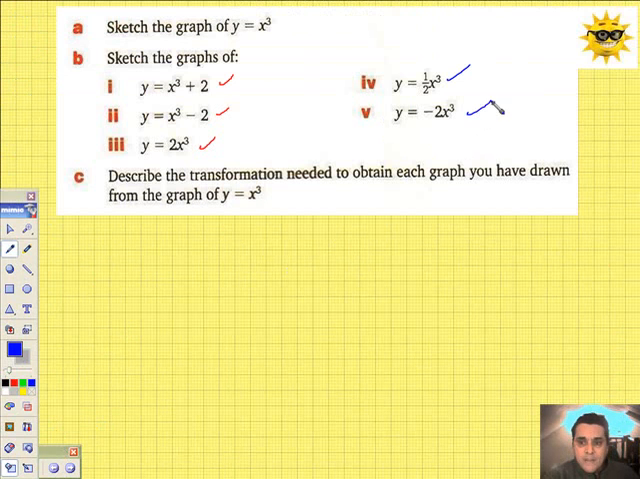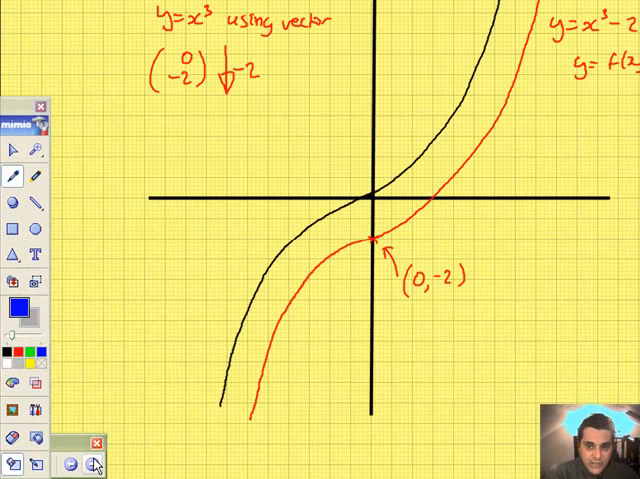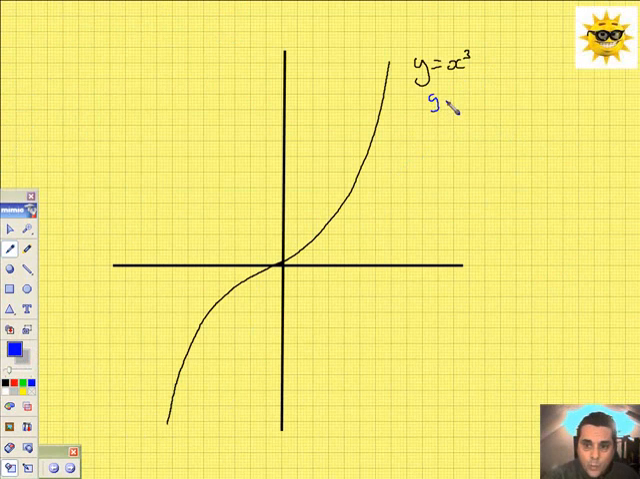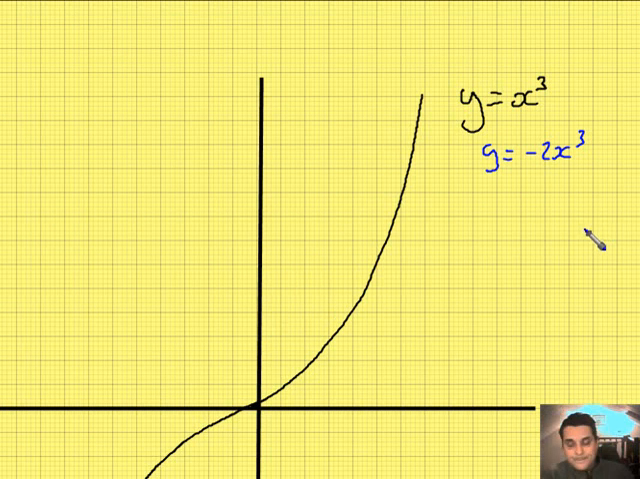Y equals -2x cubed. Now there's two things going on there. Let's just get on with it. I'll show you how to do it. Right, I'm going for y equals -2x cubed. Now there's two functions going on here. The minus x cubed part means reflect it in the x-axis. The 2 part means stretch it in the y direction.